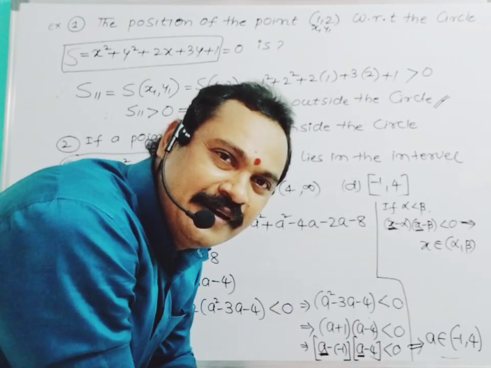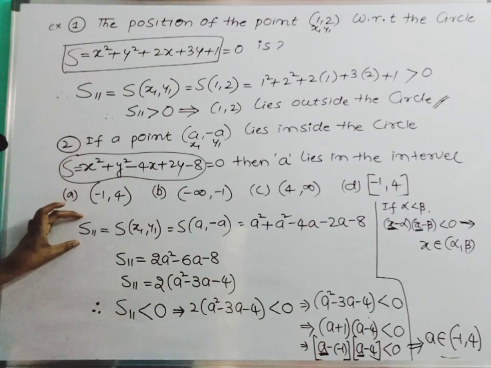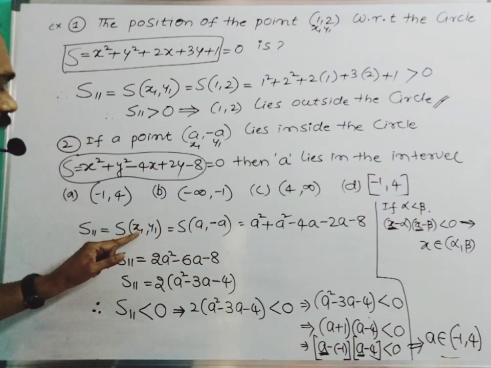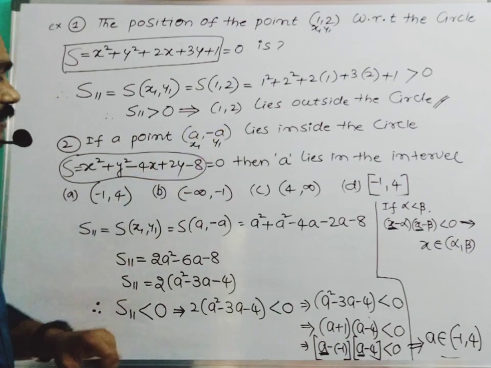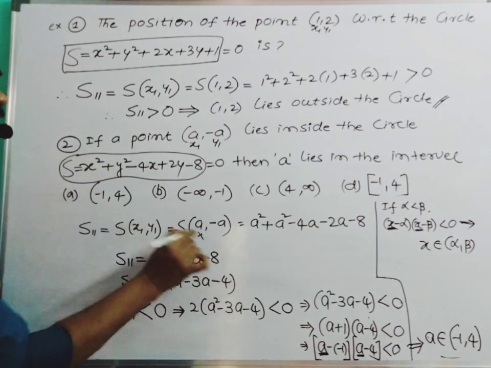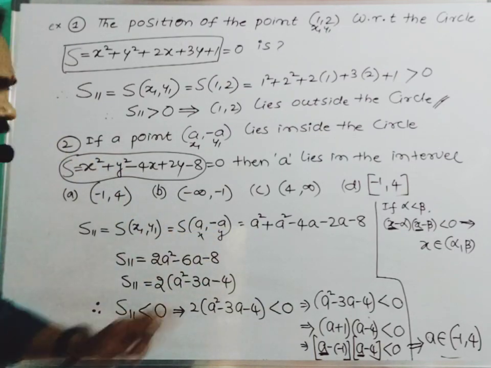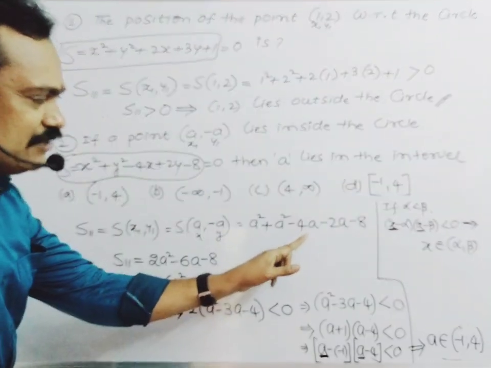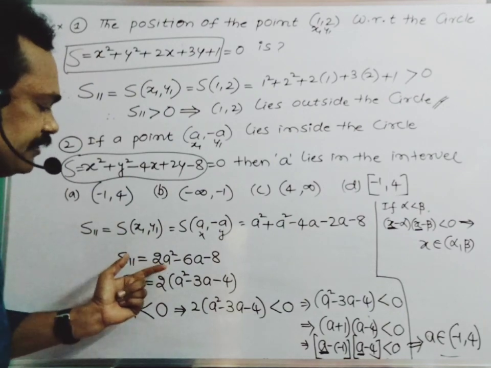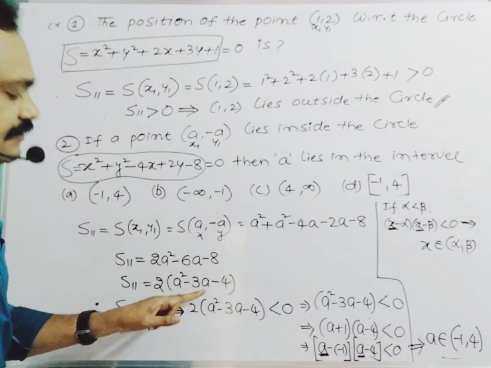Is it clear? Simply first find the S11 value. How do you get this S11 value? Simply substitute x1, y1 in the S expression. What are x1, y1 given? A and minus A. That I have substituted. So in this S expression, the x coordinate is replaced by A and the y coordinate is replaced by minus A. A square plus A square minus 4A minus 2A minus 8. Now simplified, S11 equals 2A square minus 6A minus 8. If you take 2 common, 2 times A square minus 3A minus 4.